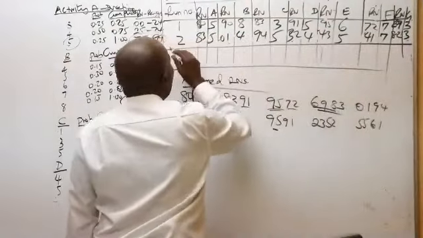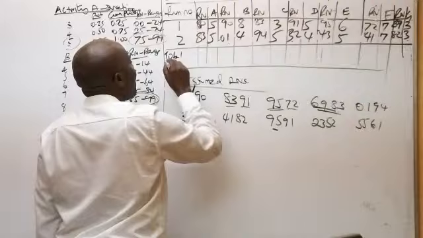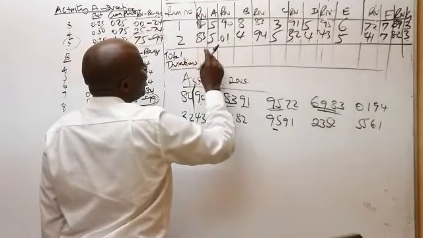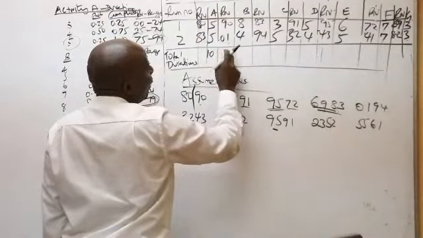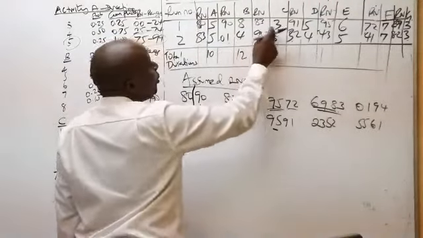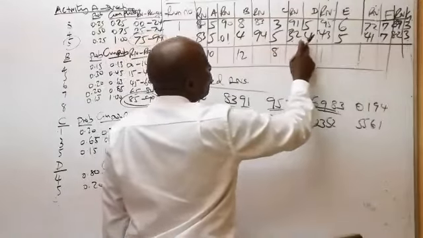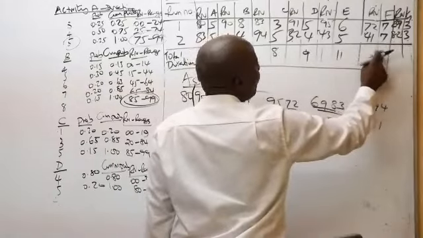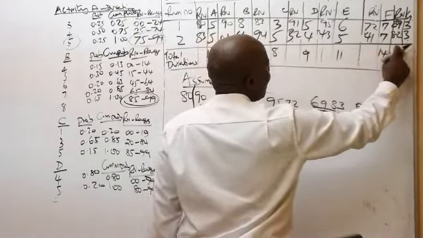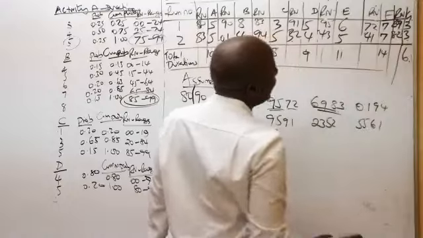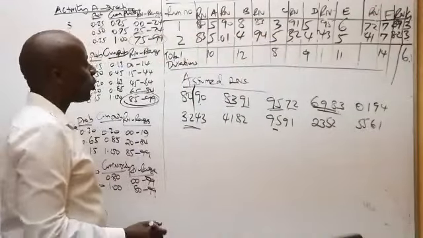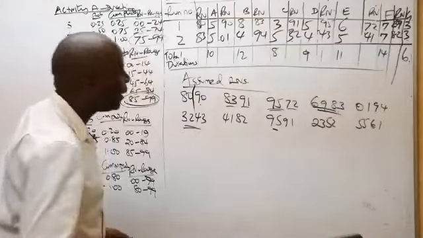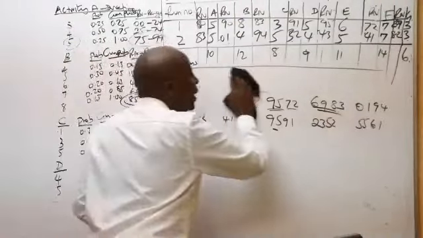Once you get there, you come and get the total durations. Give the total duration. So the duration of A is 10. Duration of B 12. Duration of C 8. Duration of D 9. Duration of E 11. Duration of F 14. Duration of G 6. Then, of course, at the end of the day, you want the averages.